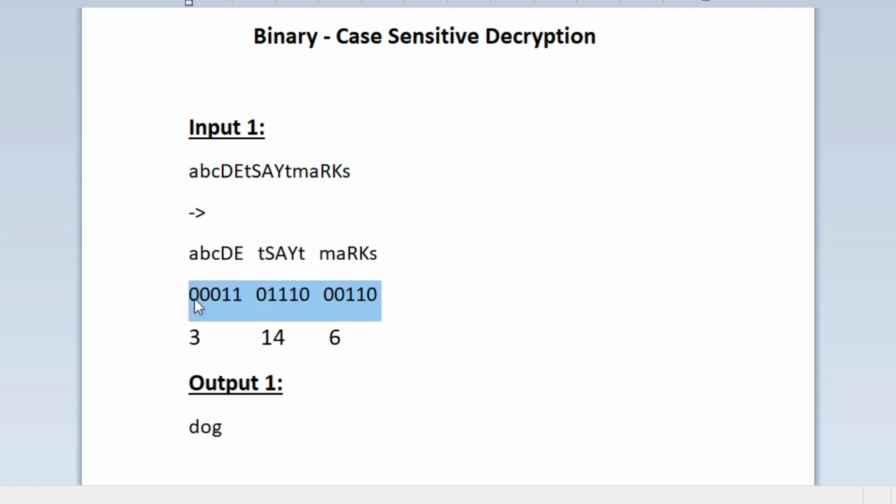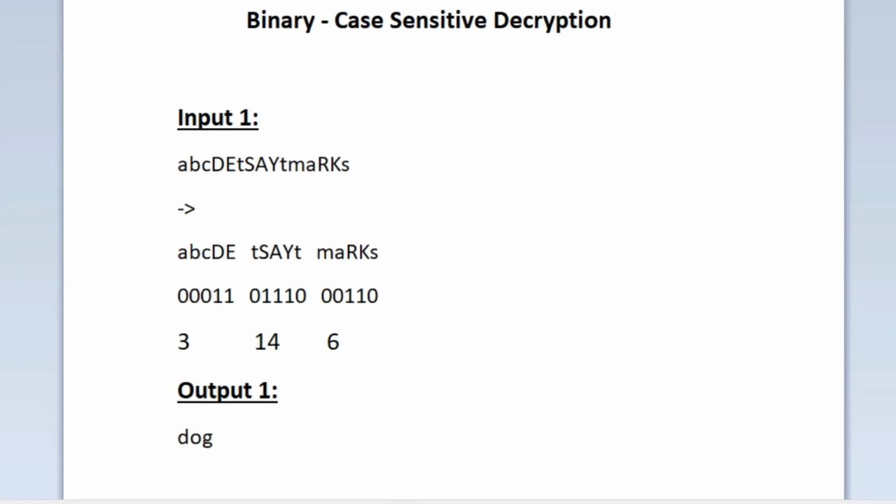And now we have to find the decimal equivalent of each of these binary substrings. So the decimal equivalent of the first binary substring 00011 is 3, and then for 01110 it is 14, and then for 00110 it is 6. So these are all the decimal values. So we have found 3 decimal values. So now using these decimal values we have to print our output.